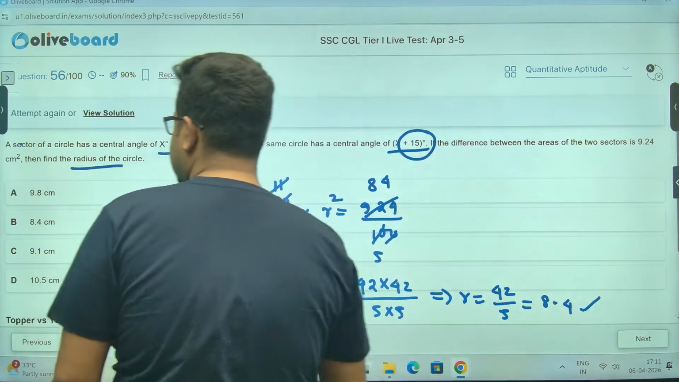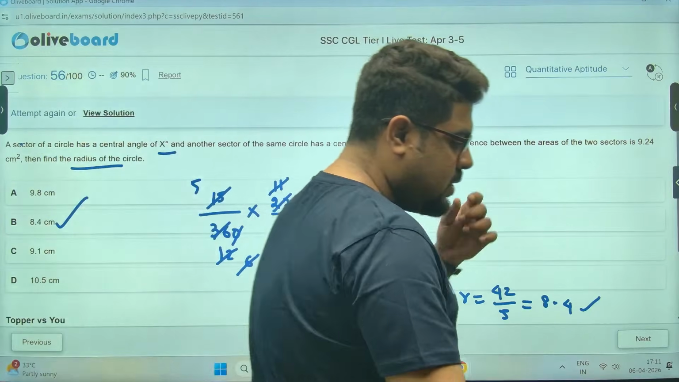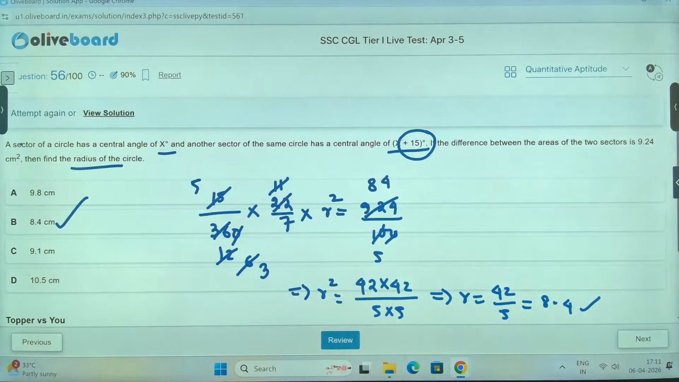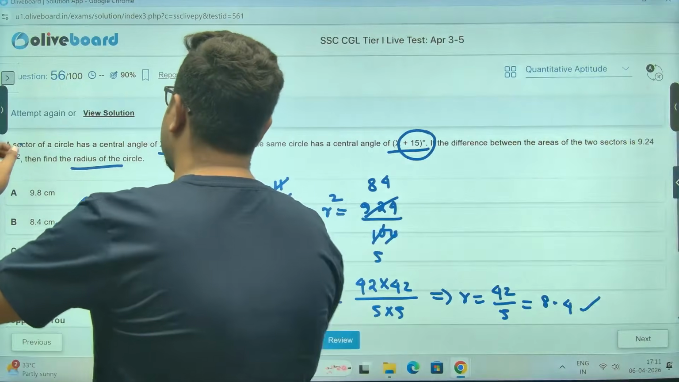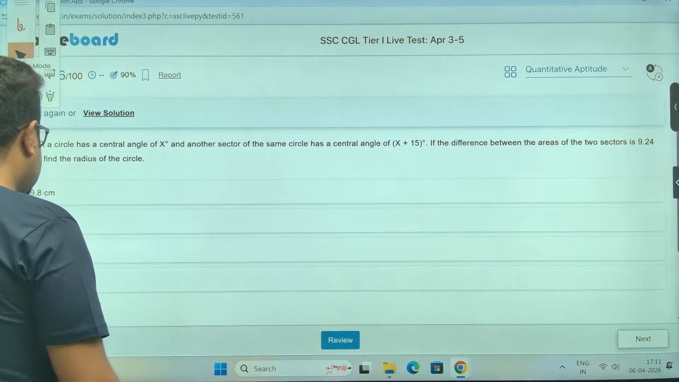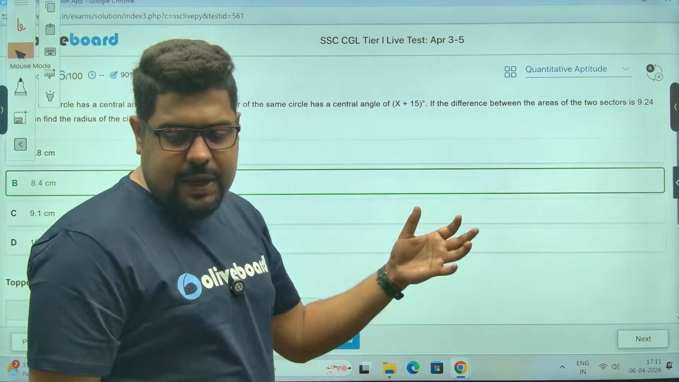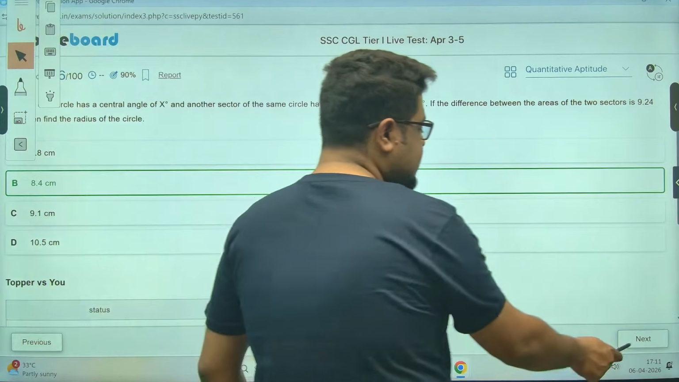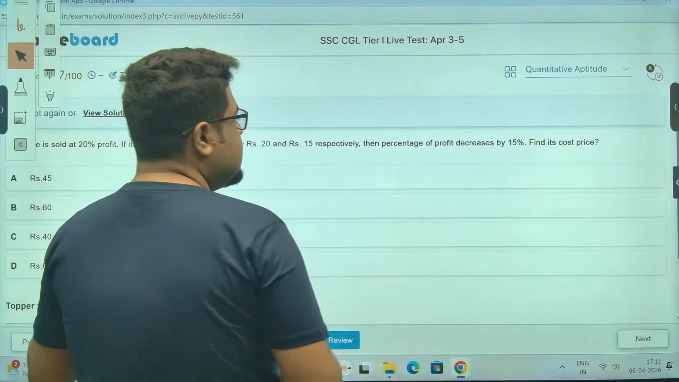That was the question. So option B is the answer. Option B must be your correct answer, sir, without fail. Again, just a simple calculation and the concept that the area difference must be created from the difference of central angle only.